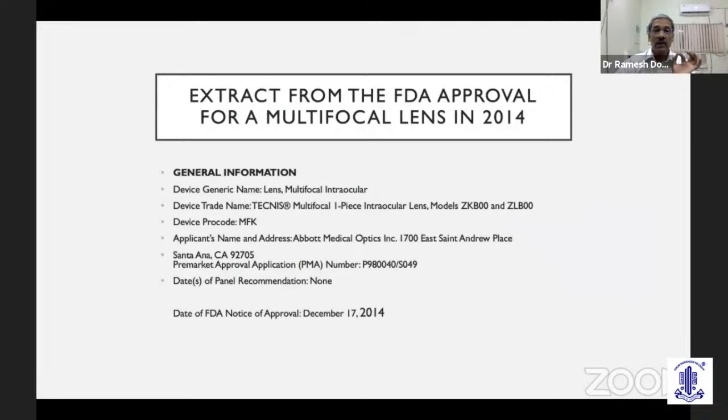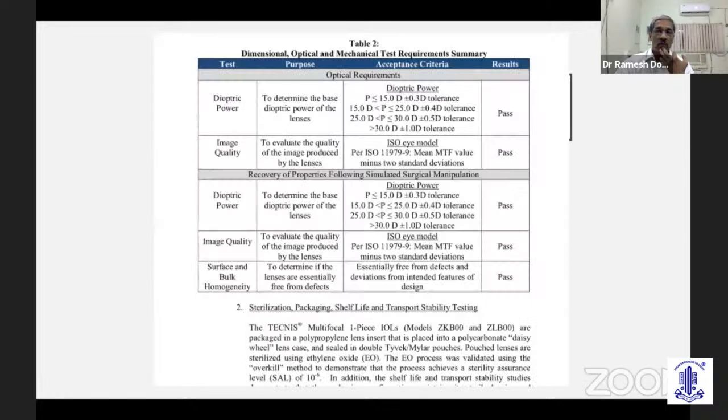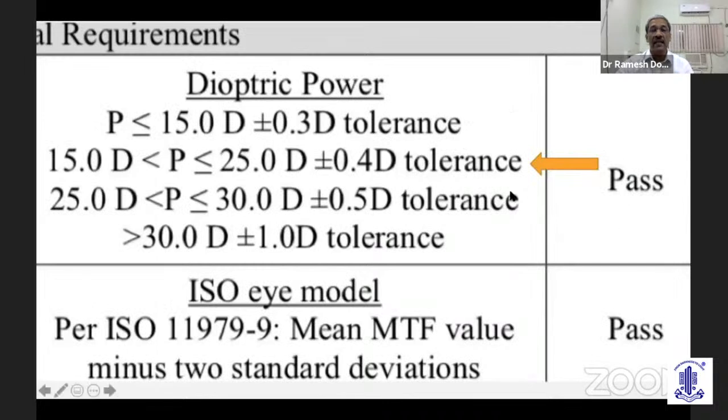This is the actual FDA approval for a multifocal lens, which was approved in 2014. This particular lens is widely being used in various parts of the world. And here we can see the optical requirements, and the FDA has passed it. And here we can see that they have used the same criteria, 15 to 25 diopter.